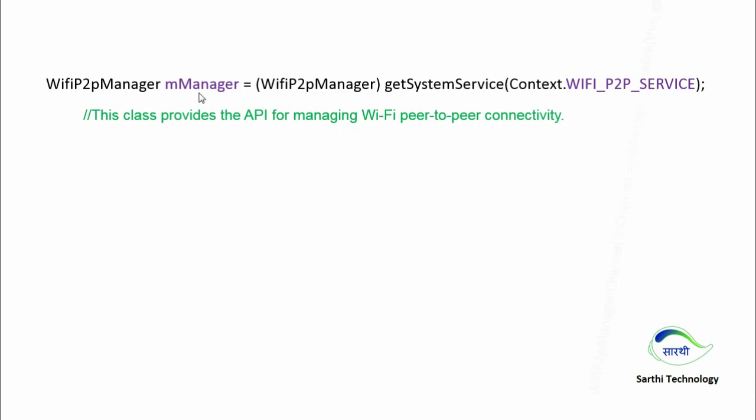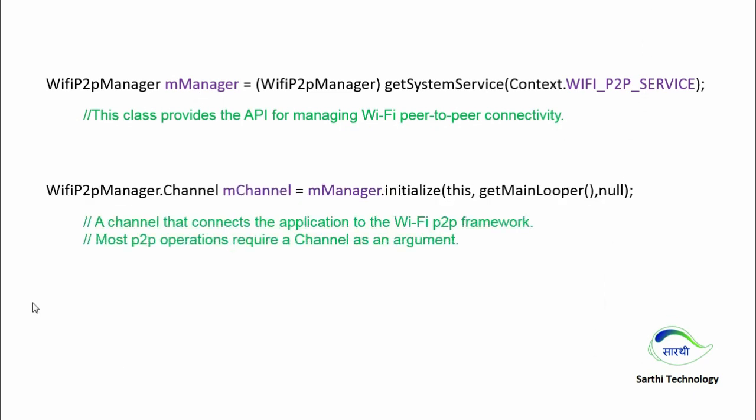Okay. Same, the channel. The channel connects the application to the Wi-Fi P2P framework. Most P2P operations require a channel as an argument. So here we will create another object, WifiP2pManager.Channel, and initialize it using manager.initialize and provide three parameters. The first is the context, that is this in this case. The second is the looper, so we will provide getMainLooper, and the third is the listener.